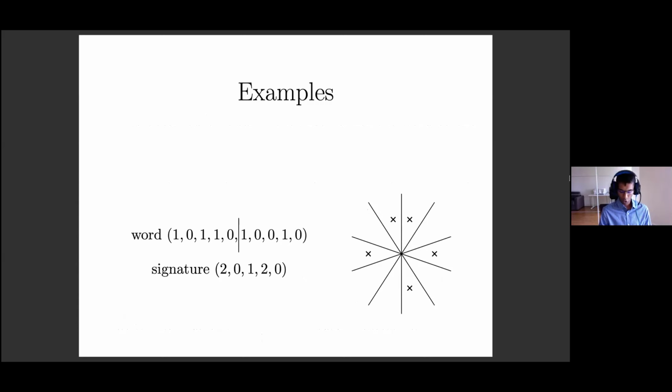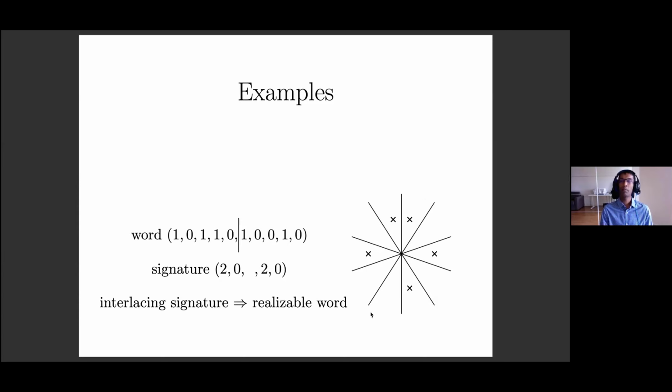Then in the signature, you erase all the letters 1. You get 2, 0, 2, 0. It's a non-empty word. There's at least a 0 or 2. And the 2s and the zeros interlace, alternate. Between two consecutive 2s, you have a 0, and between two consecutive zeros, you have a 2. So by the theorem, it means that the word is realizable.